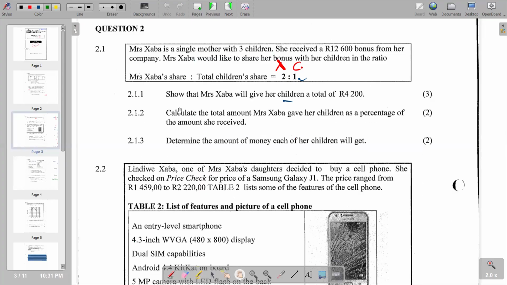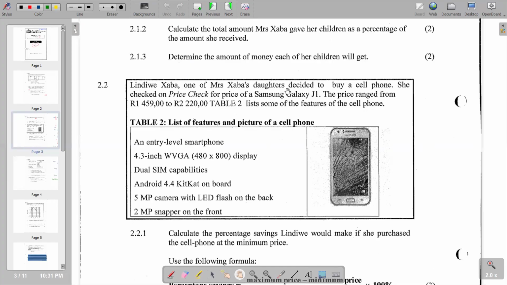So on 2.2, it reads, a lady with Kaba, one of Miss Kaba's daughters, decided to buy a cell phone. She checked on price check for the price of a Samsung Galaxy J1. The price ranged from 1,459 rands to 2,220 rands. Table 2 lists some of the features of the cell phone. So we have got this table 2, list of features and pictures of a cell phone. So this is the information that you are given.